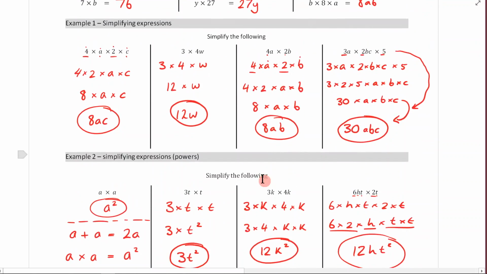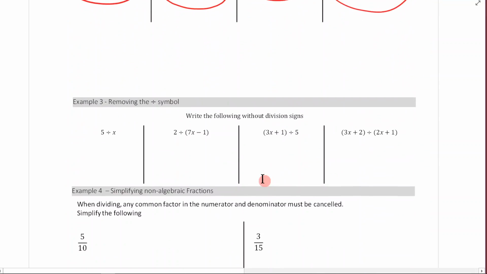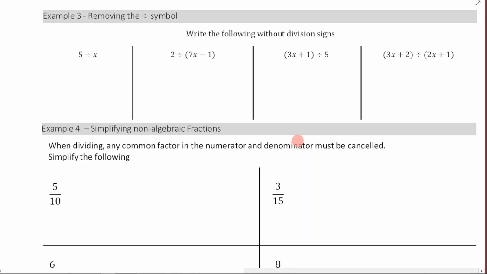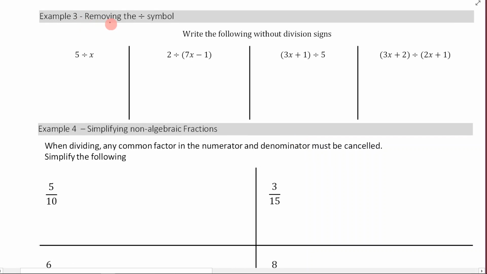Let's now move on to our next idea, which is division. And again, we'll start off with something we've seen before: removing the division symbol. Write the following without the division symbols. So, we've seen this before. In algebra, we don't like that division symbol. So, instead of writing 5 divided by x, we write 5 over x.